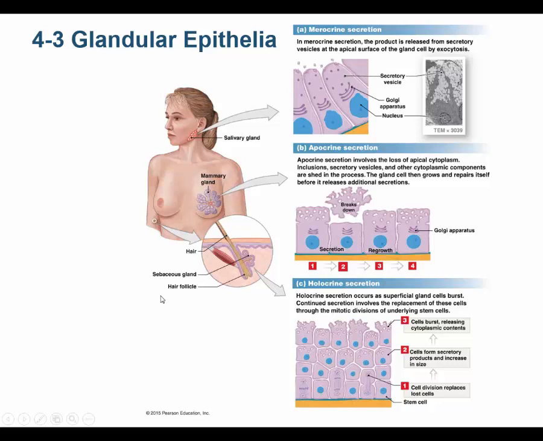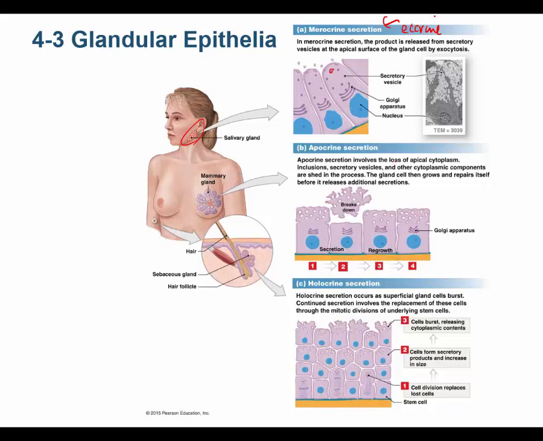So this is showing you exocytosis right here. So this is a merocrine or eccrine secretion. It's called merocrine or eccrine. You can see exocytosis. The vesicles are fusing and releasing. No damage to the cell whatsoever. And where is that found? Oh, it's found in salivary glands. Other glands as well. A lot of your sweat glands are merocrine glands.